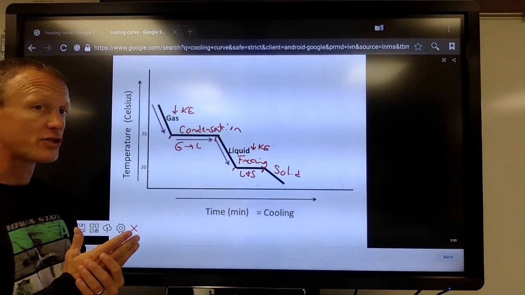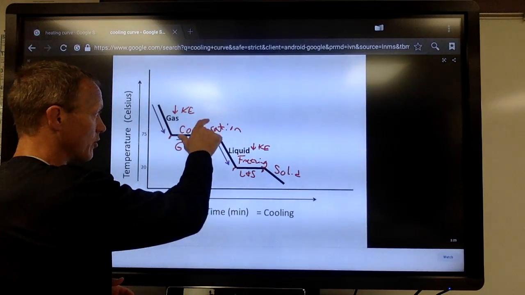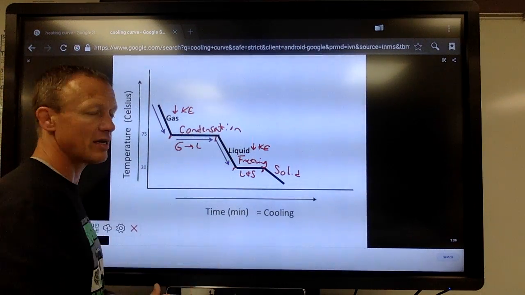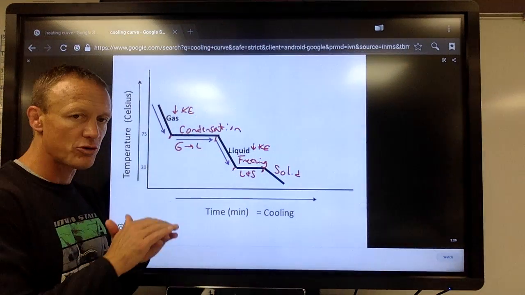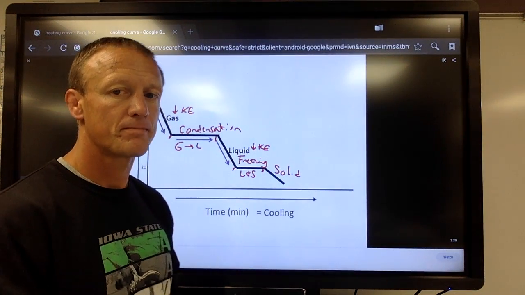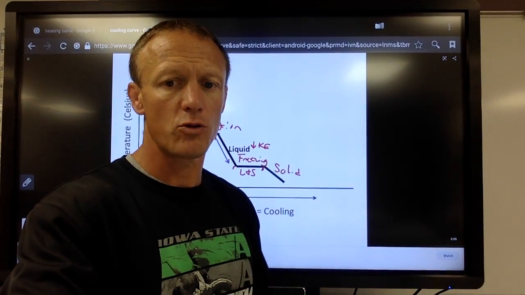So remember, as a substance is changing state, as it's boiling or condensing, freezing or melting, the temperature levels off. Even though you're still taking heat out or adding heat, the temperature levels off while it's changing state. All right, that's heating and cooling curves.